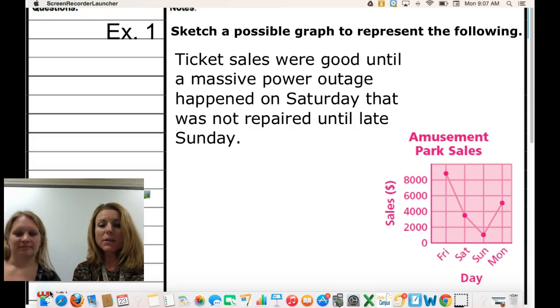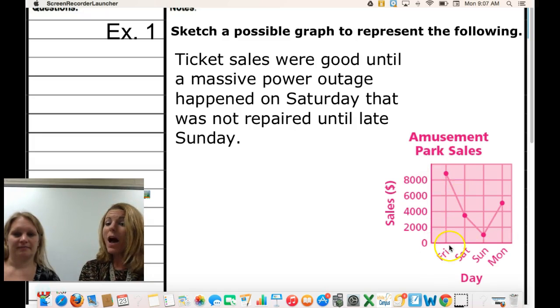Ticket sales were good until a massive power outage happened on Saturday that was not repaired until late Sunday. So if you look over at the amusement park graph, sales is your y-axis, the day is your x-axis. Obviously sales are really high initially, and they start to drop on Saturday because there was a power outage. They drop even more on Sunday, since they didn't fix it till late Sunday.